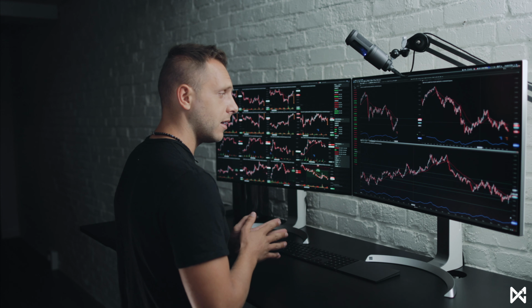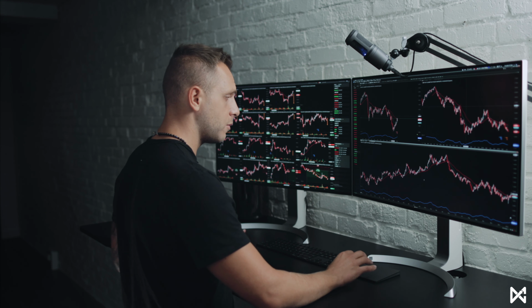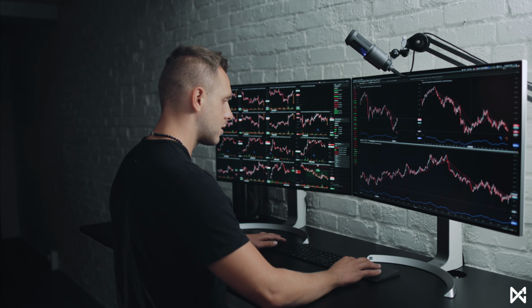Now, that's horizontal lines acting as support and resistance levels. Now, trend lines. Trend lines are very similar, but obviously horizontal lines are horizontal, trend lines are diagonal.